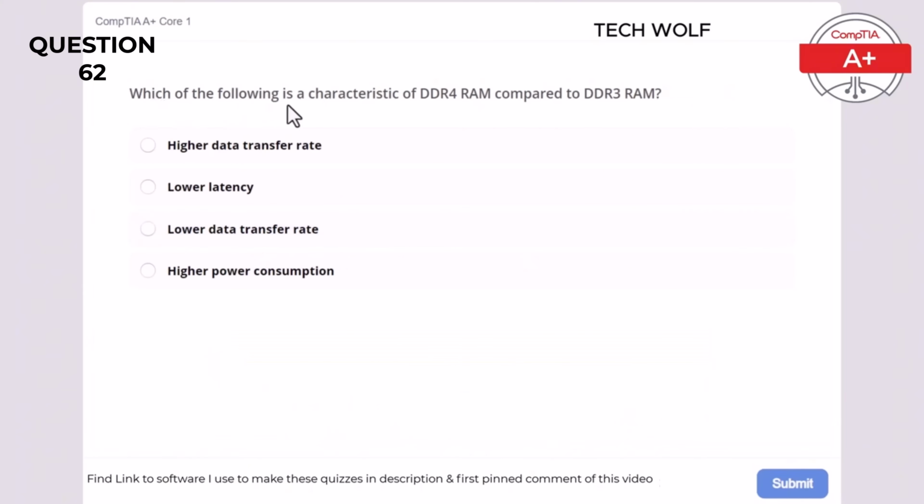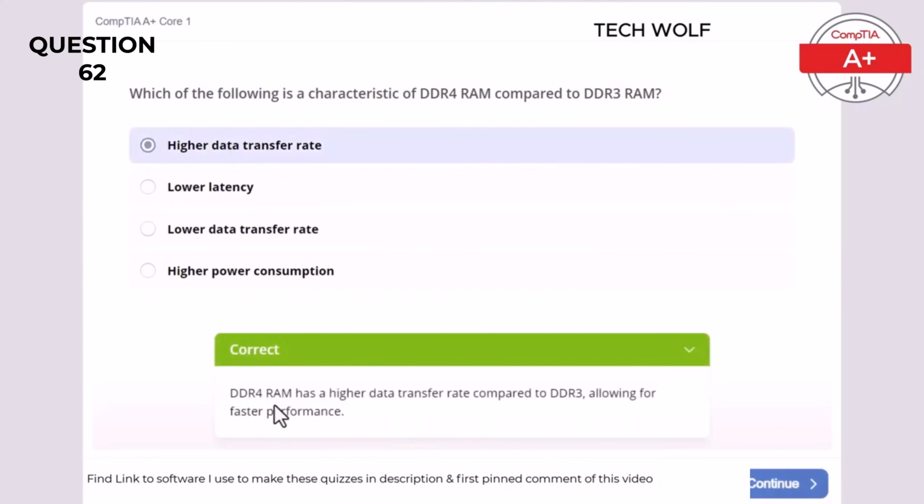Which of the following is a characteristic of DDR4 RAM compared to DDR3 RAM? Higher data transfer rate, lower latency, lower data transfer rate, or higher power consumption? And here the correct answer is higher data transfer rate. DDR4 RAM has a higher data transfer rate compared to DDR3, allowing for faster performance.